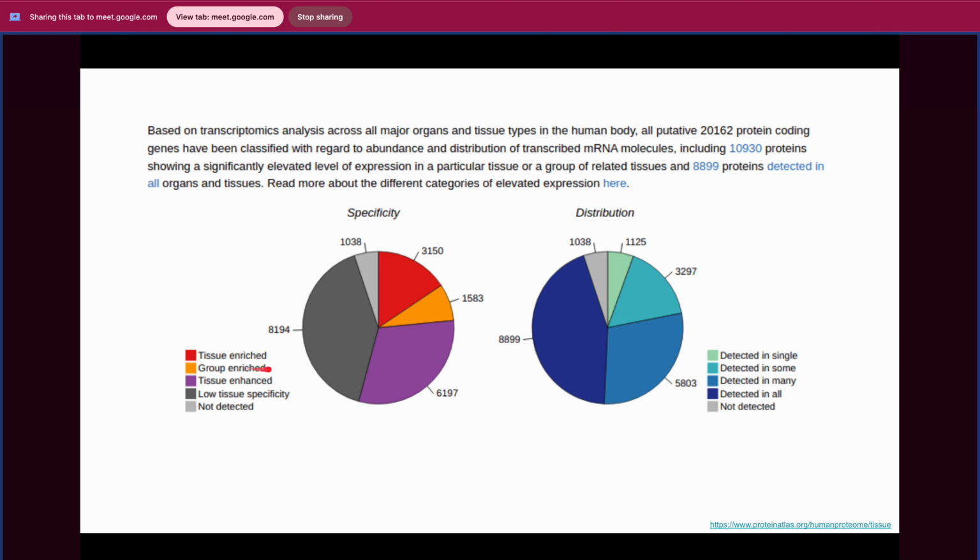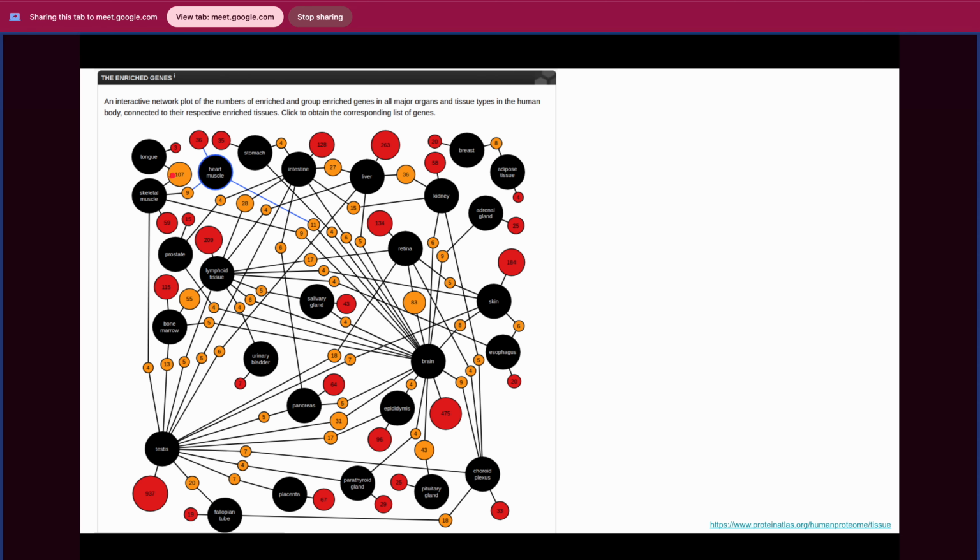So yeah, group enriched and tissue enriched genes. This red color represents the tissue enriched genes, and this orange or golden color represents the group enriched genes. For each particular tissue, the links are provided. Those group enriched genes can be shared among more than one tissue, so that's why this network was constructed. You can simply click on any of these tissues and it will take you to the information of all the genes which are expressed in that particular tissue.